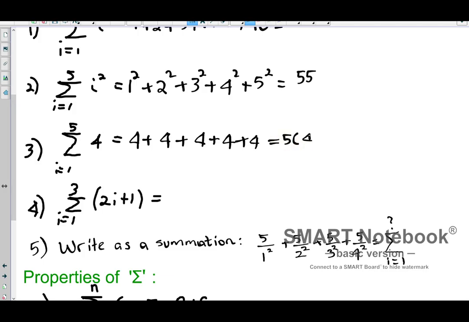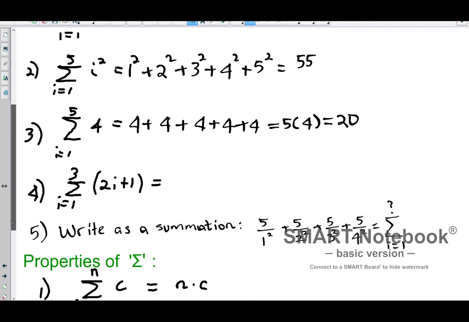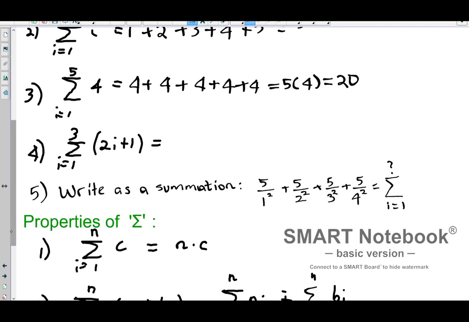So let's remember that this is going to be one of our rules, that if you're just adding a constant, it doesn't depend on your index i at all. You can multiply that number with the upper number as long as i starts at 1. All right, so what about something like 2i plus 1 as i goes from 1 to 3?